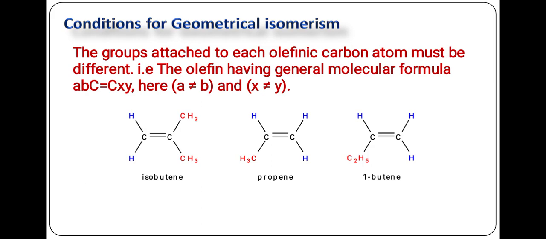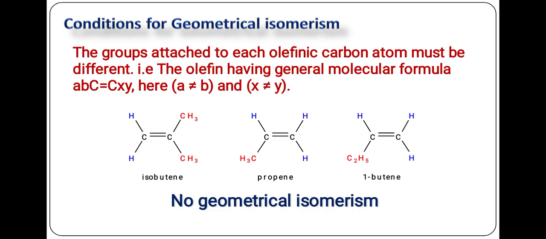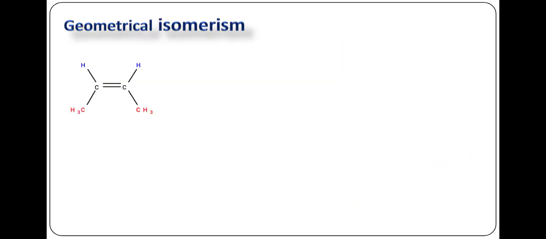Here isobutene, where one group is hydrogen and the other is methyl, propene, and 1-butene. In these molecules there is no geometrical isomerism. What is the important condition for geometrical isomerism? The groups attached to each olefinic carbon atom must be different. Here the same atoms are present, so there is no geometrical isomerism.